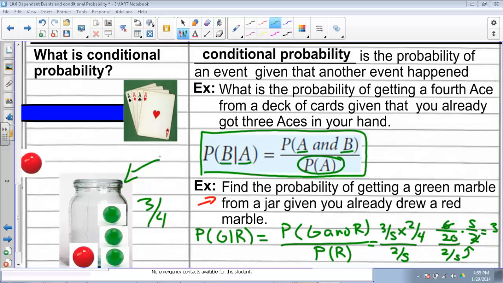And if we kept on going with this, this would turn into being 3 out of 4 right there. That 5 and that 20 will cancel out. We get a 4 on the bottom. 3 out of 4. So, you know, you can use this formula right here, but the best bet is to try to use common sense on some of these things. Try to figure out if you did that thing and removed it, then what is the probability now with the new scenario?